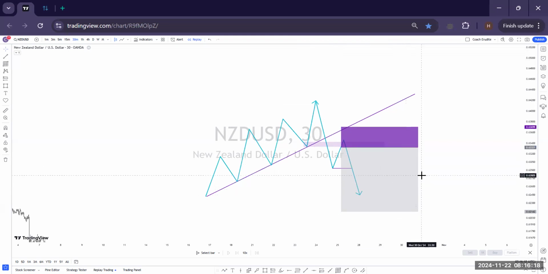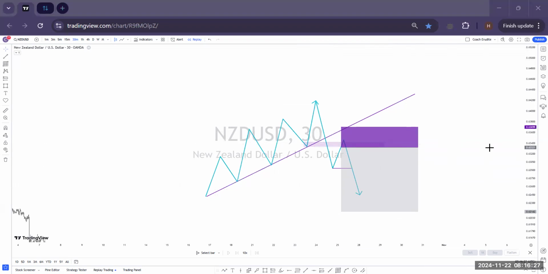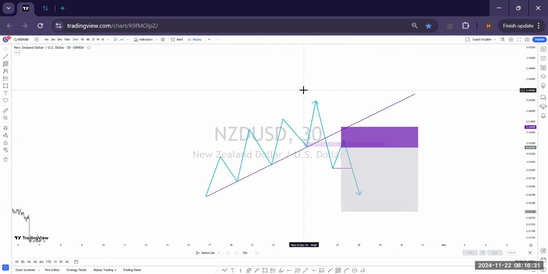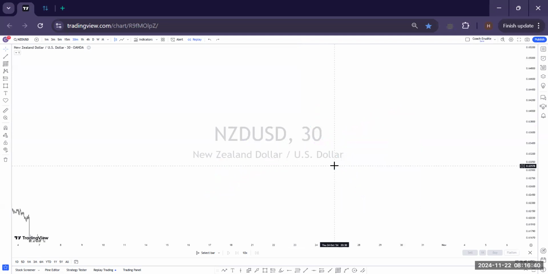Can we proceed? Yeah, okay. We'll talk more about it in the entry model. It's not something difficult or complicated. Just know that once you have a change of character, price breaking your trend line, be expecting a retest. You can take advantage and take the retest.